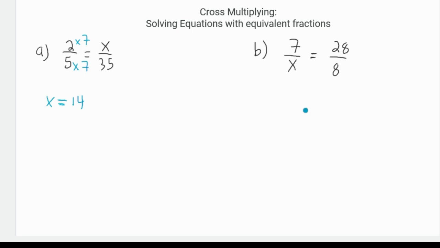Same thing over here. I look at my equation. Okay, this is a fraction equals another fraction. So we just say to ourselves, how does this fraction become this fraction over here? How do we figure this out? Well, wait a minute.